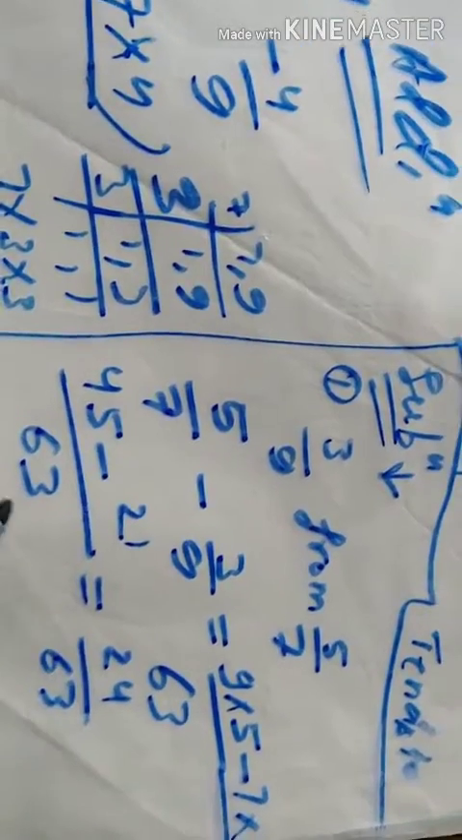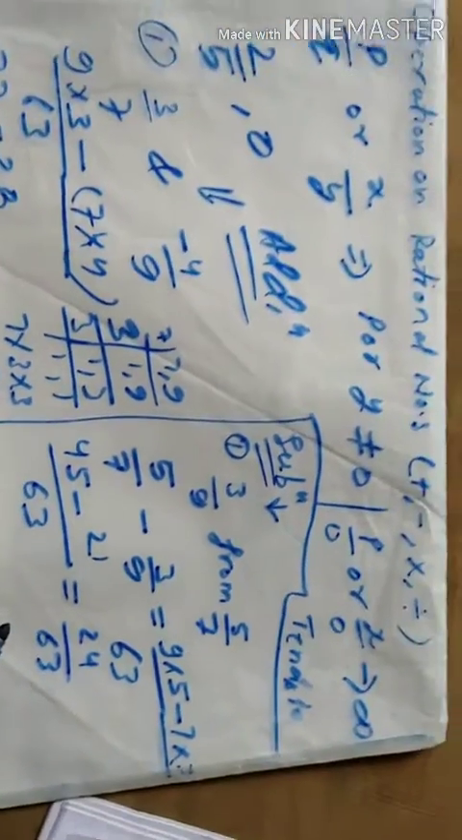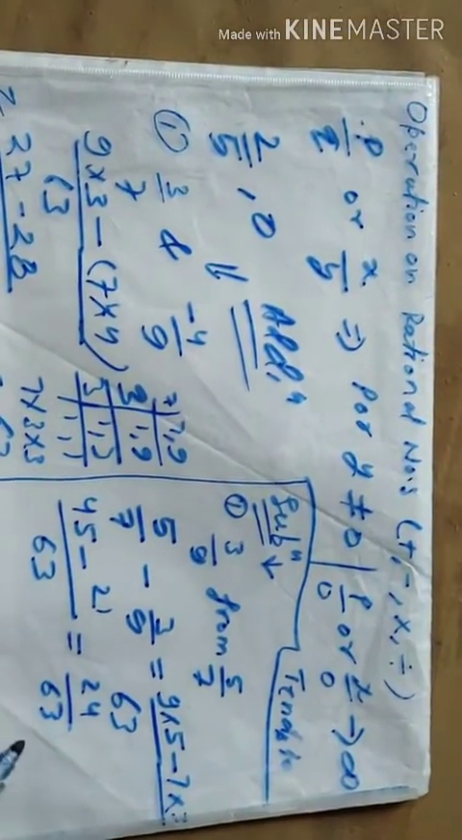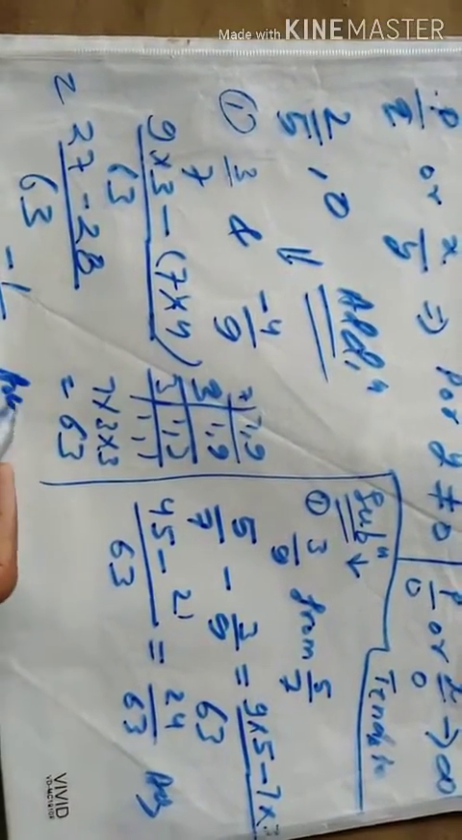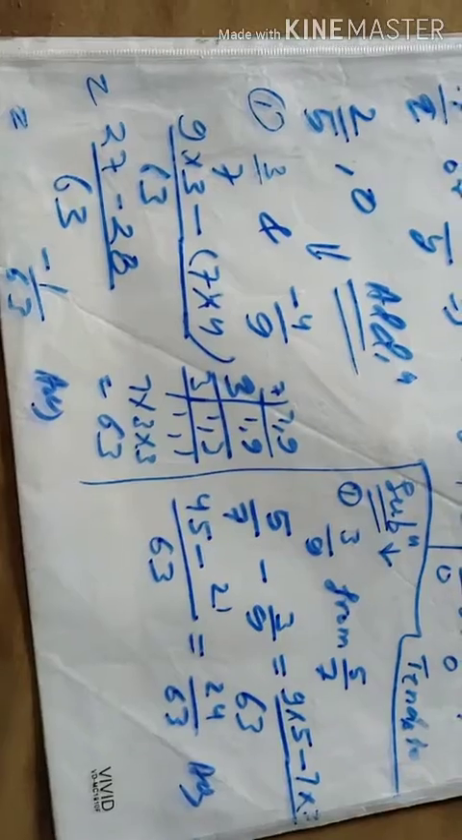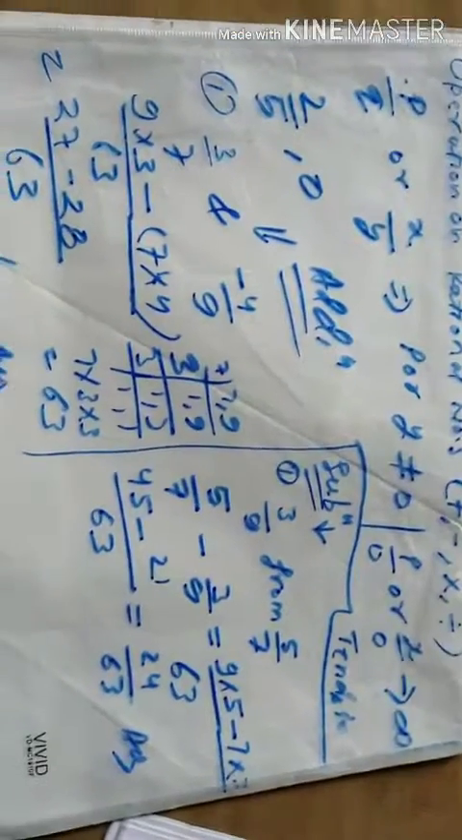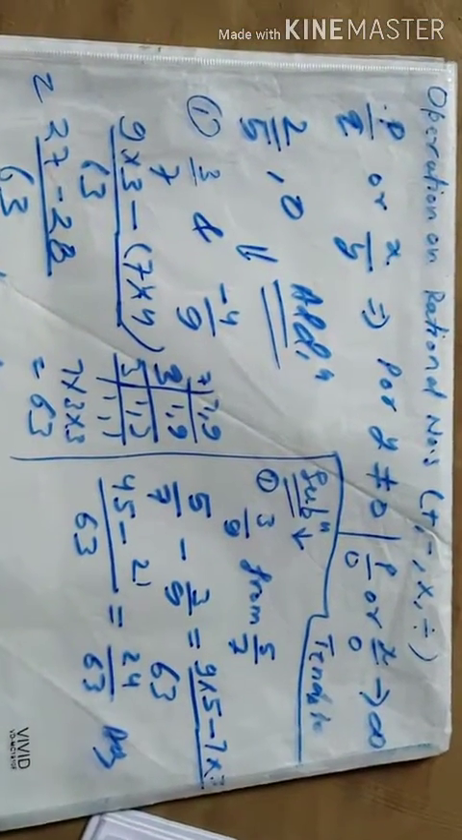So these are the cases of addition and subtraction of rational numbers. I hope you have understood this one. In the next video we will talk about multiplication and division of rational numbers. So thanks for watching.